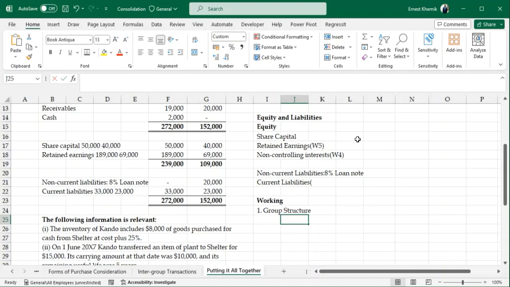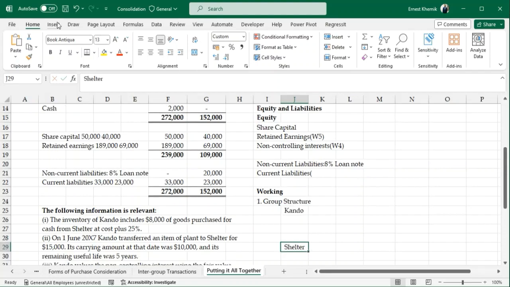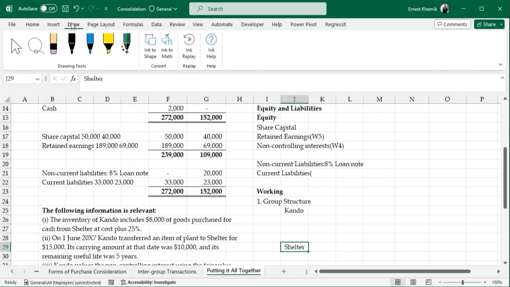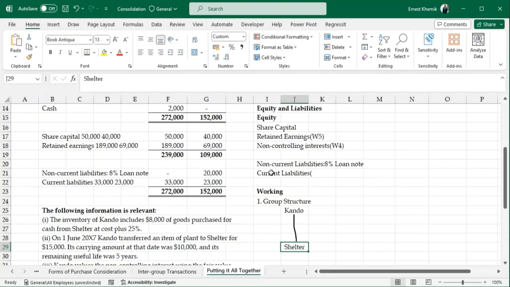So quickly from that information we can derive our group structure. So I'll have Kando here, and then I'll have Shelter here, and then as I did before, I can use the draw tool to draw a line from Kando to Shelter like this. This occurred by buying 65%. So I can write my 65% there, which has converted to 1 for me, but I don't want that. I want the percentage figure, so 65%.